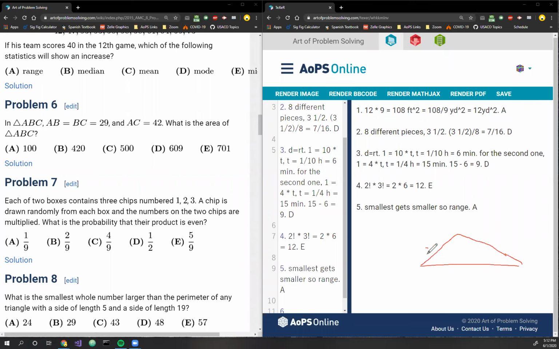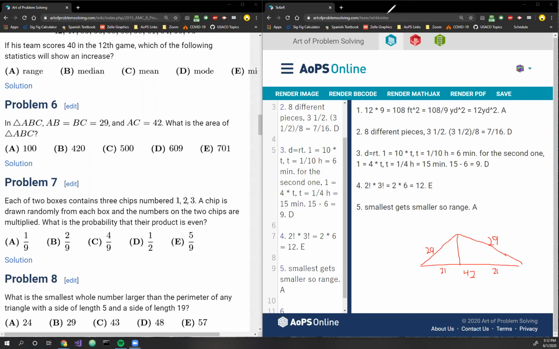Okay, so this side is 29, this is 29, and this is 42. You want to find the area of this triangle. The way you do it is, let's drop this perpendicular. This is an isosceles triangle, so this is 21, and this is 21 as well.